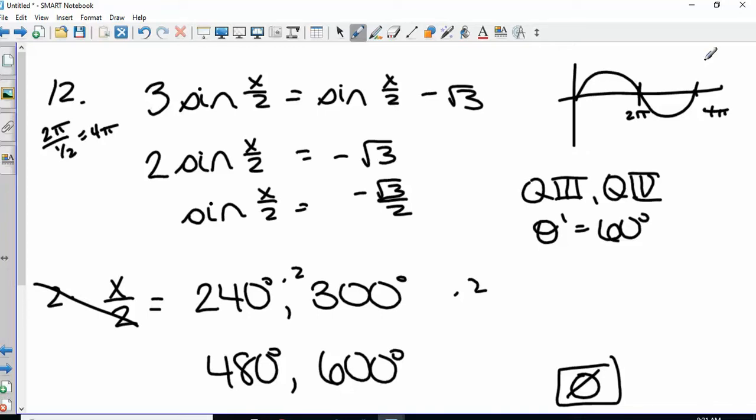Now if I had said give me all solutions, then we would have to keep those. Do you guys understand the difference there?